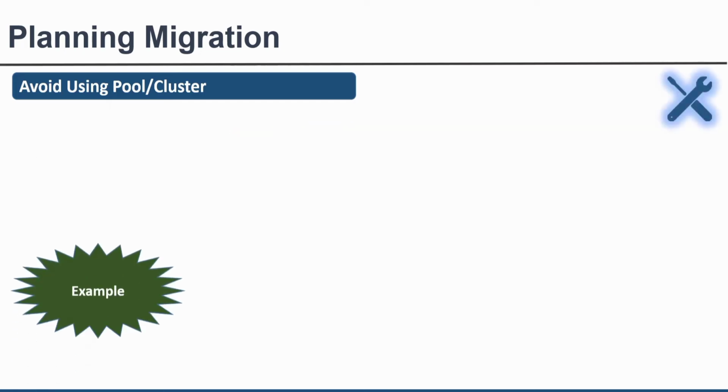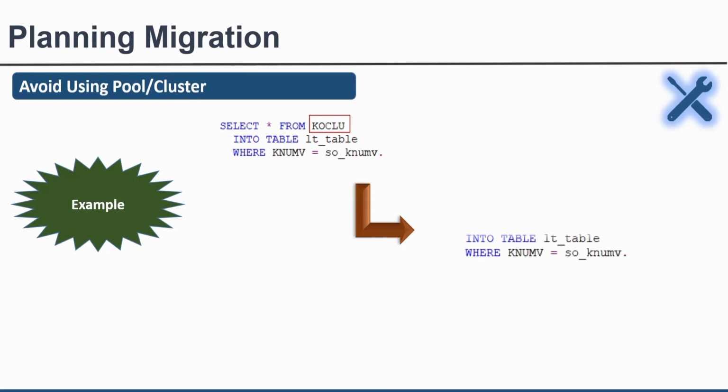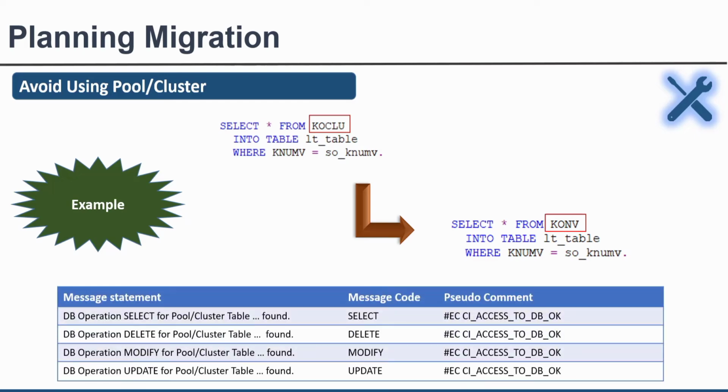Here is an example of using a cluster table. In the select query, the table KOCLU is a cluster table used. And as the correction, it is updated to use the transparent table KONV. There is a table of messages given by Code Inspector shown in the screen for all the select, modify, update or delete statements.